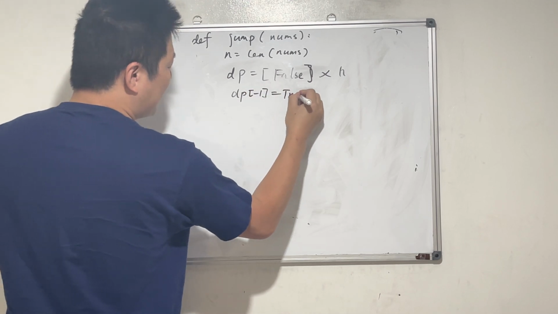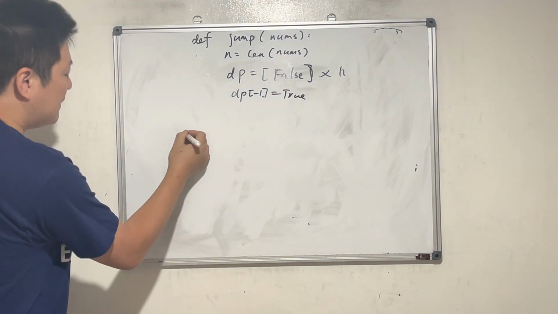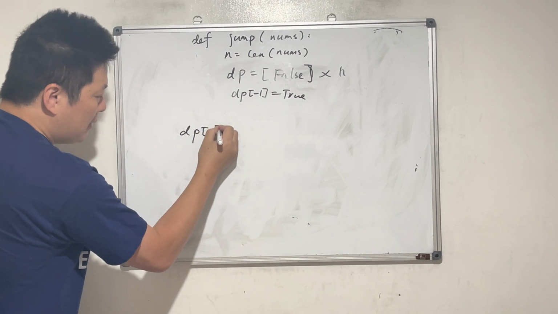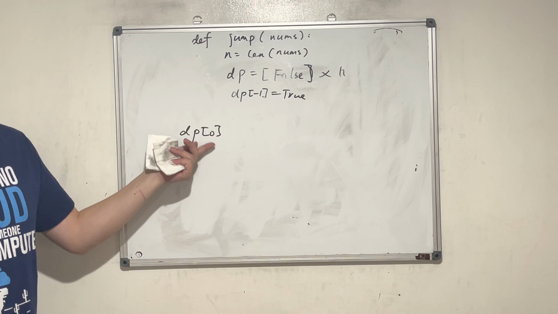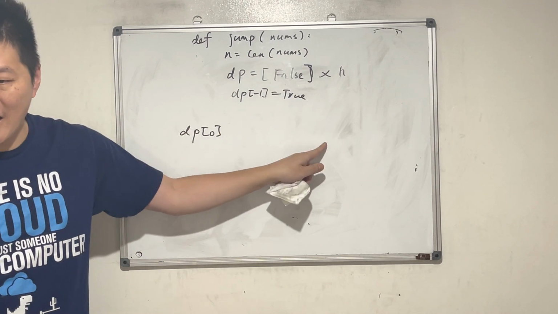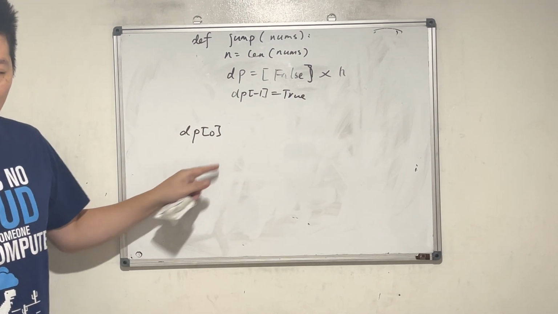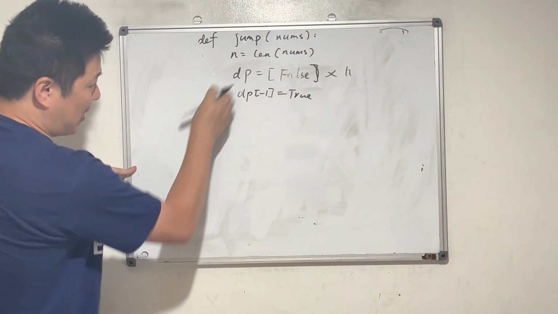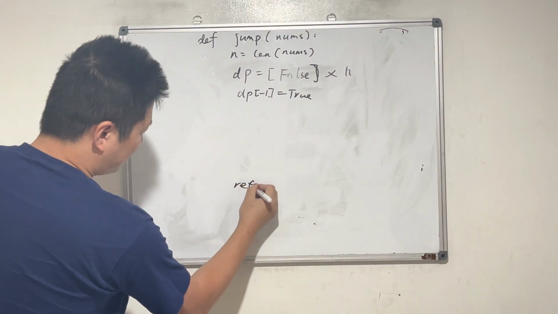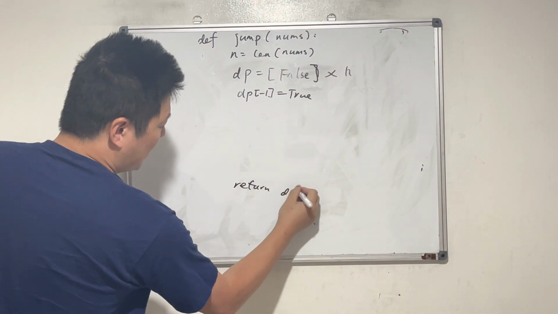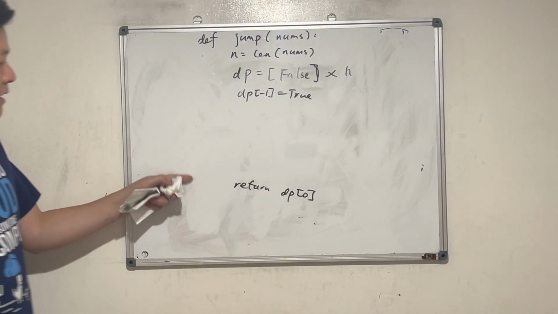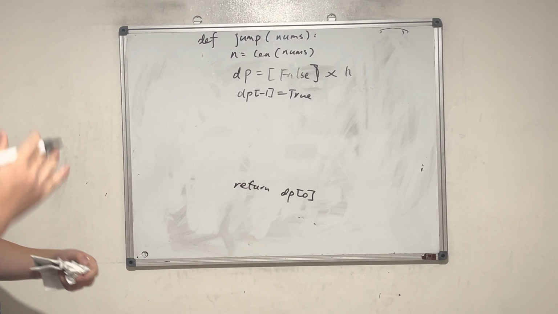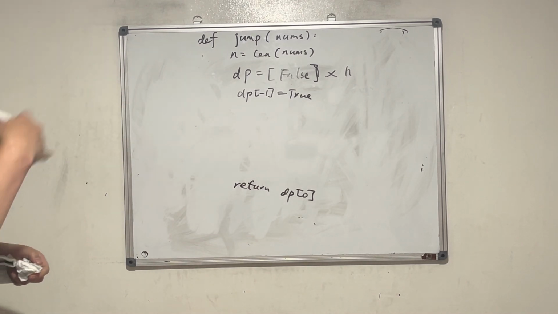So what does dp mean? dp0 means whether we can jump from position 0 to the end. That's what it means. And the answer of this question becomes return dp0. Okay, so then we can start filling the values from the right-hand side to the left, bottom up.